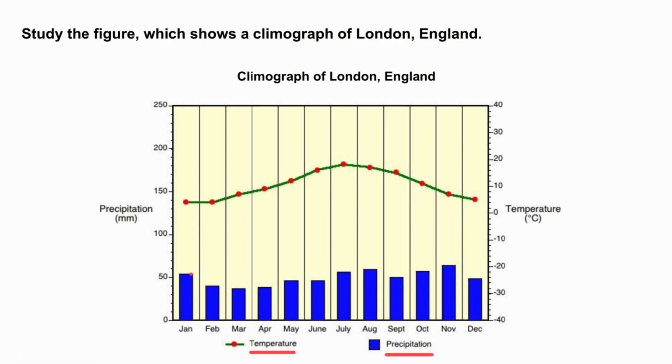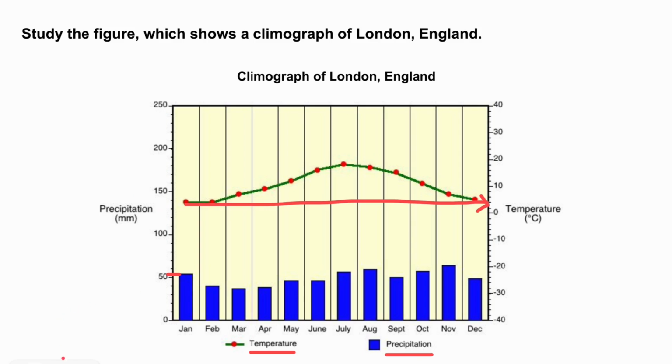Let me try again with January. January here, precipitation, I'm going to look at the left. So it's about 52, 53 mm. And in January, temperature, I'm going to look at the right. So this is about 2 degrees Celsius. So in January, 2 degrees Celsius in temperature, precipitation about 52 mm.